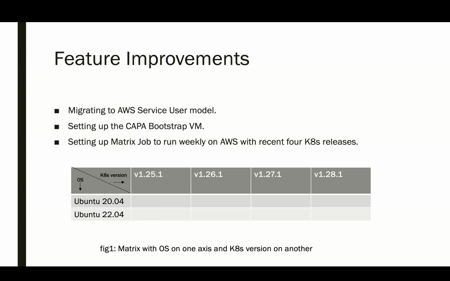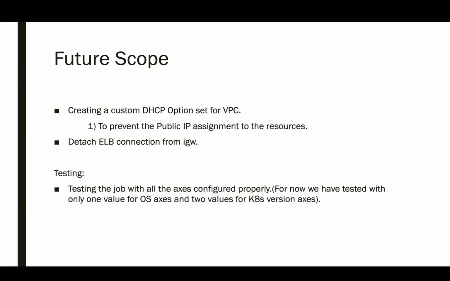Go ahead. Then moving to the future scope. The first and major thing that we need to do is create a custom DHCP option set for the VPC, so that public IPs are not assigned to the resources which are created.